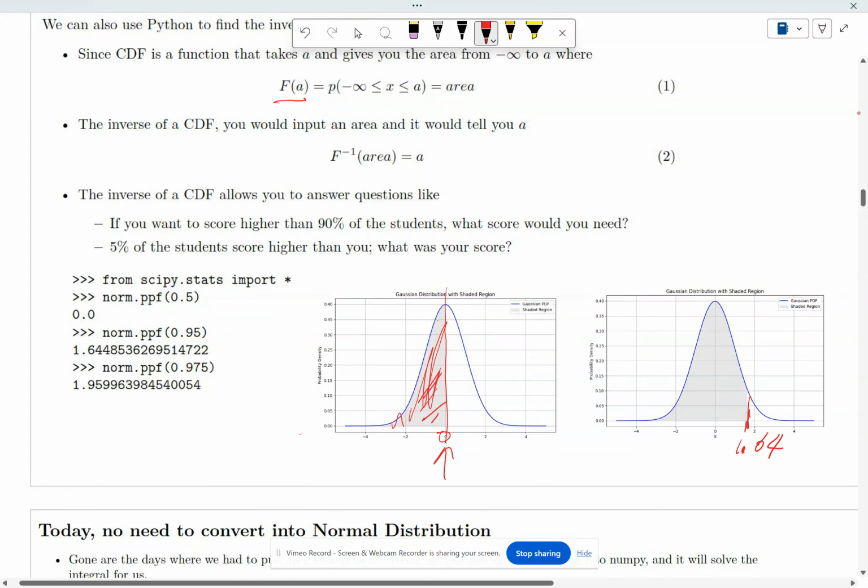Or if you say that 5% of the students score higher than you, then you can use something like PPF to identify. Then if 5% score higher than you, what was your score?